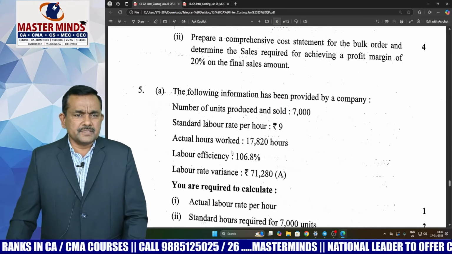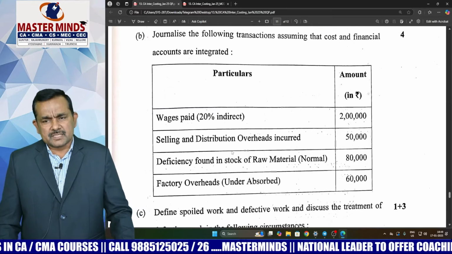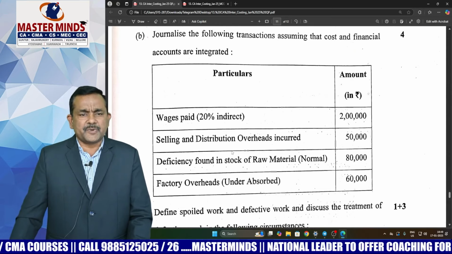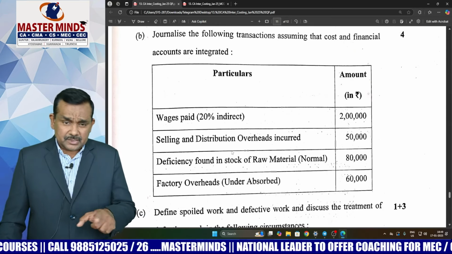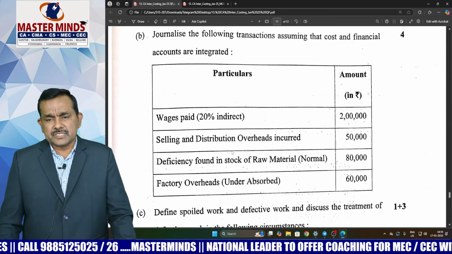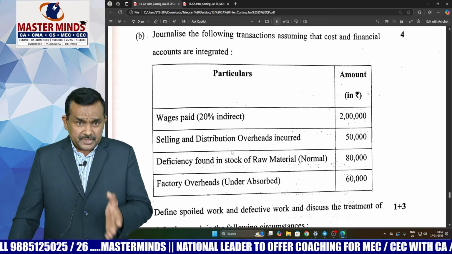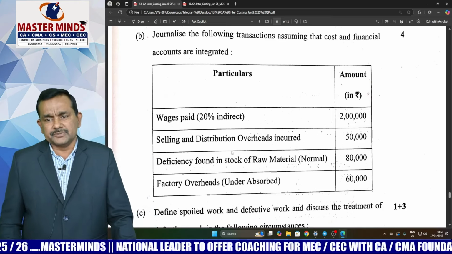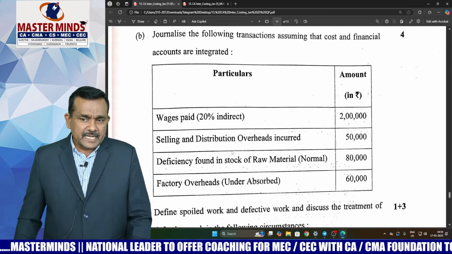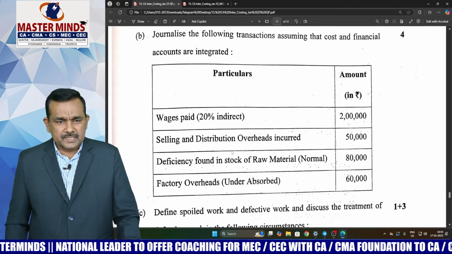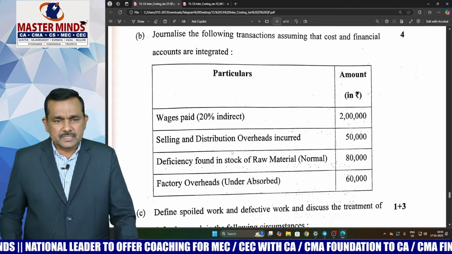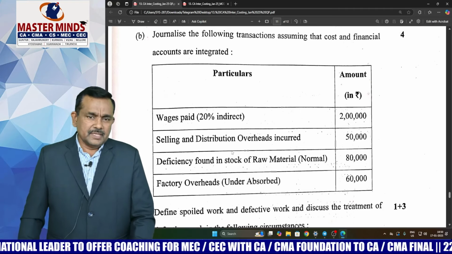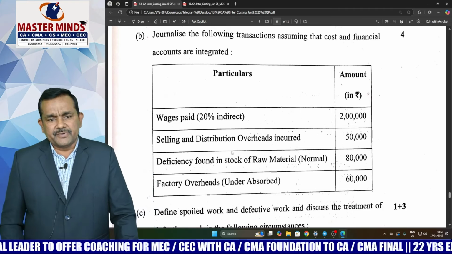Next, cost accounting system, sir. So 5B. Here are the cost accounting system entries, sir. Wages paid: wage control account debit to cash account. This is an integrated accounting system, sir, so all accounts are maintained. Next, direct wages 80%, sir: work in progress control account debit to wage control account. Next, 20% factory overhead control account debit to wage control account.